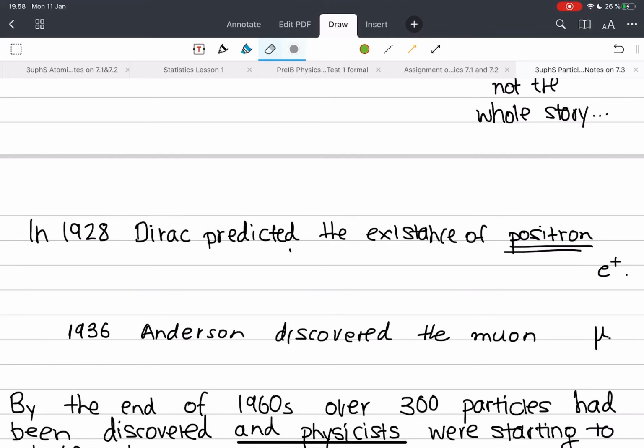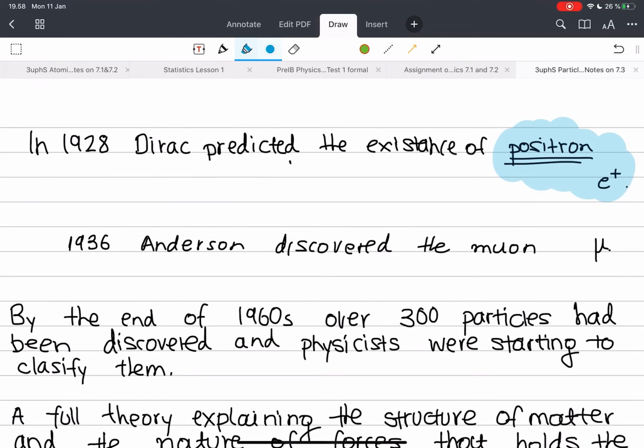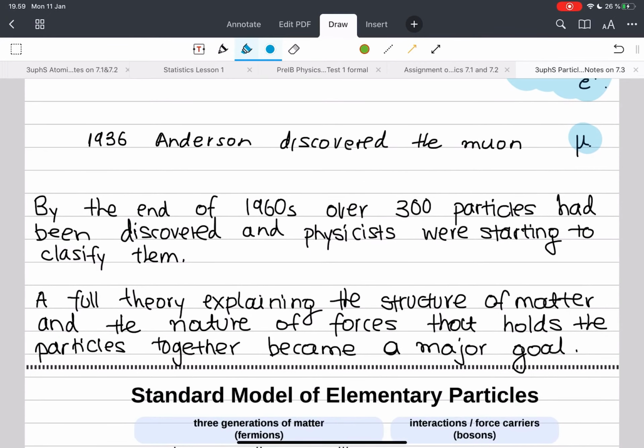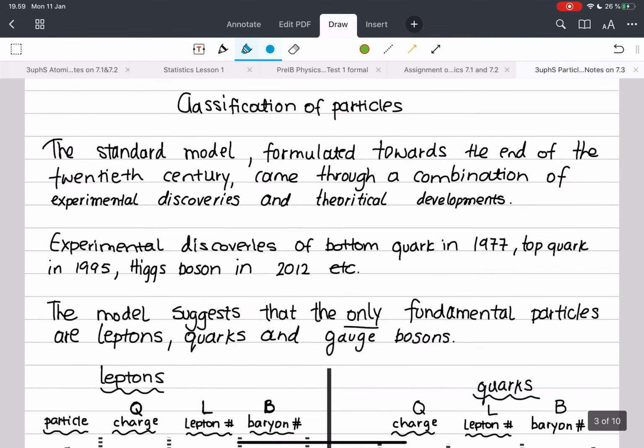So in 1928, we have Dirac, who found out the existence of the positron. In 1936, Anderson discovered the muon, and so on. And by the end of the 1960s, physicists had discovered over 300 particles, and there was, of course, a need to classify them. So the classification of particles, that's what we're going to look into today.